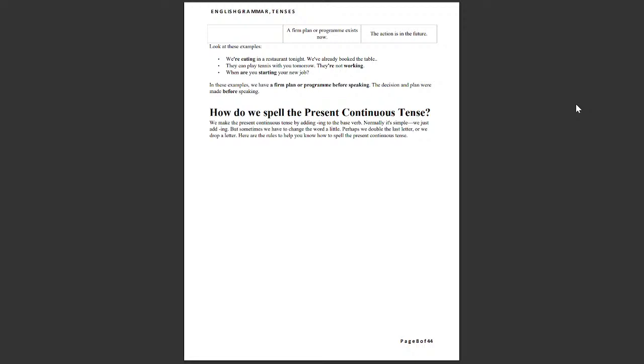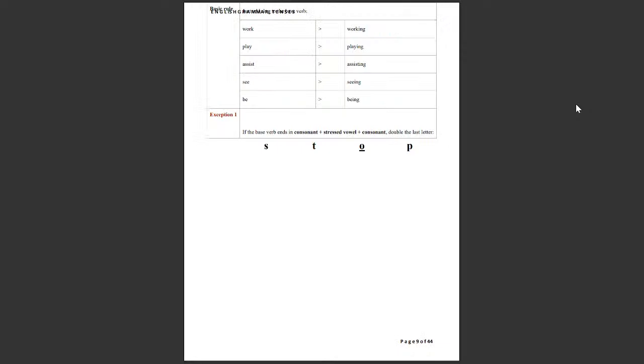So how do we spell the present continuous tense? We make the present continuous tense by adding ing to the base verb. Normally it's simple, we just add the ing formation, but sometimes we have to change the word a little. Perhaps we double the last letter or we drop a letter. Here are the rules to help you know how to spell the present continuous tense. So, see: work, working, play, playing, see, seeing, be, being.